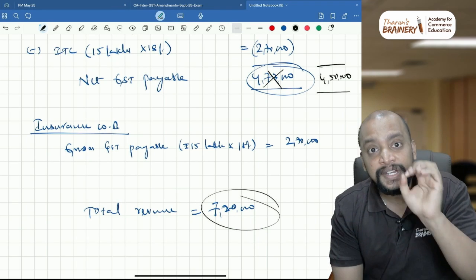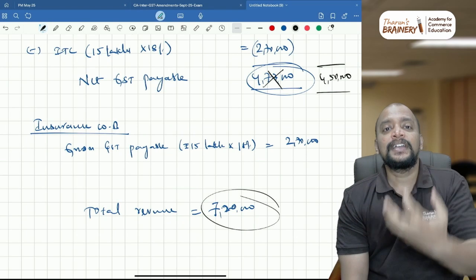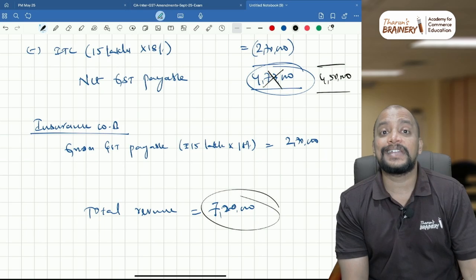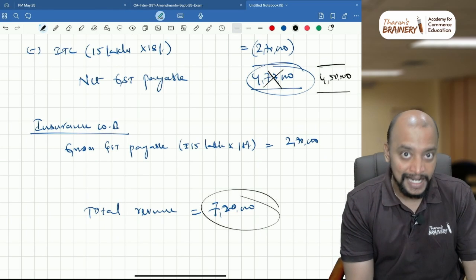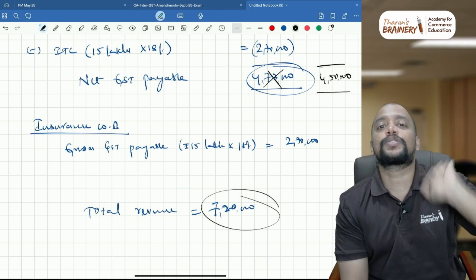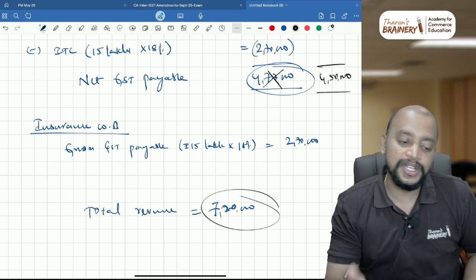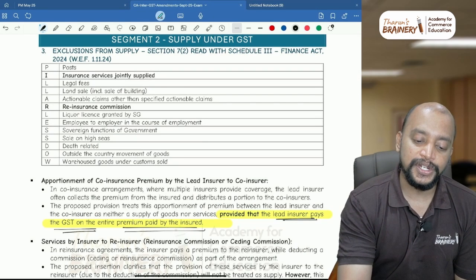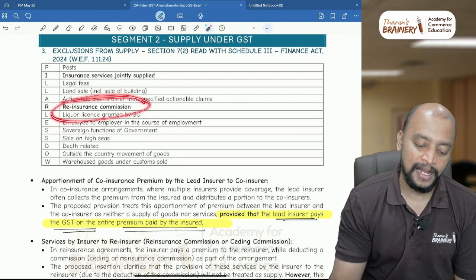On the commission which is retained by the insurance company, GST is not payable. So reinsurance commission is excluded from supply. Have a look into this.